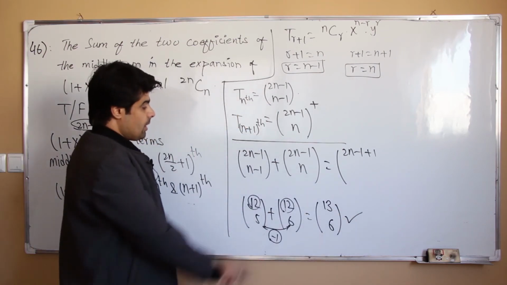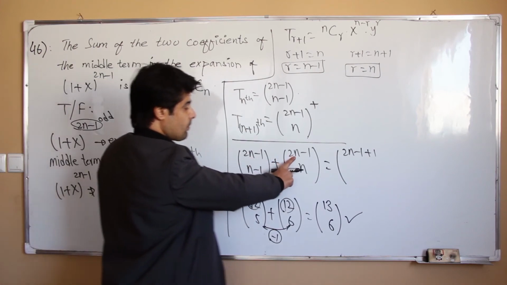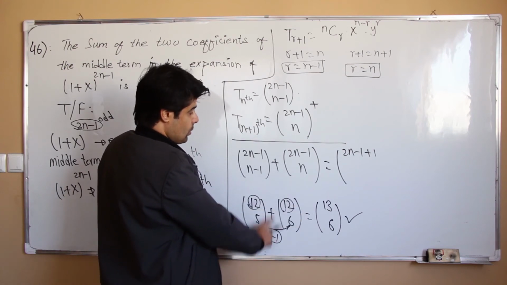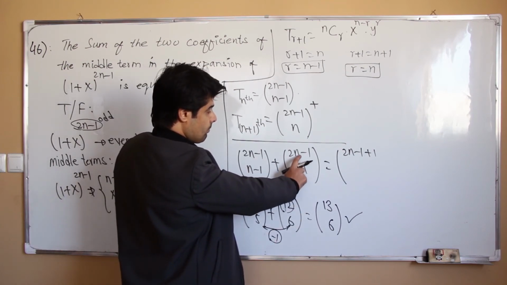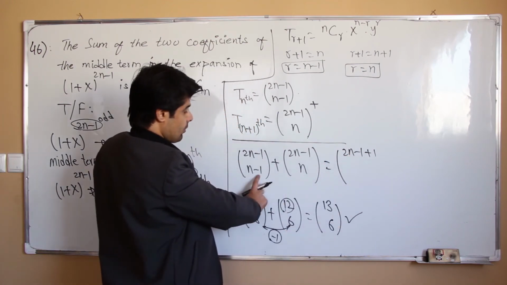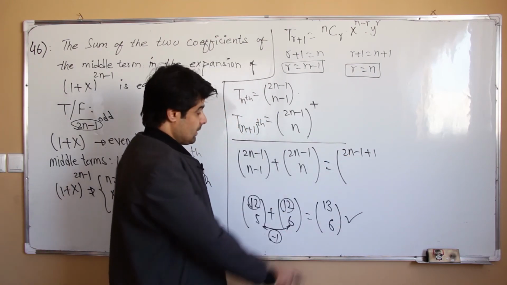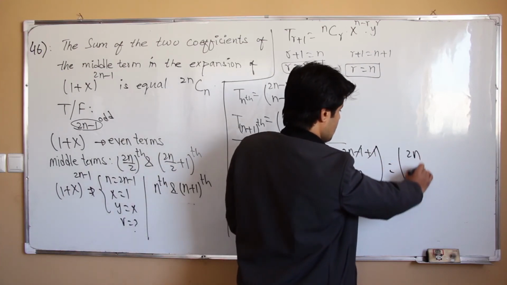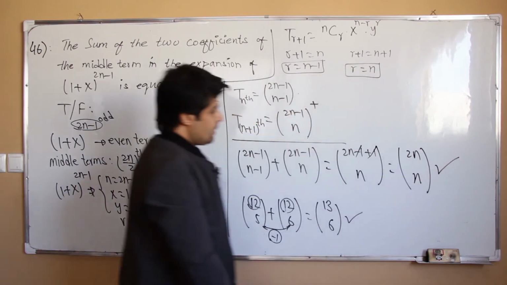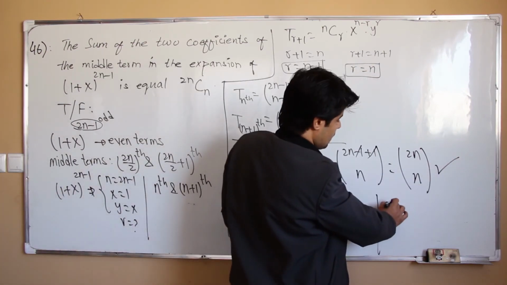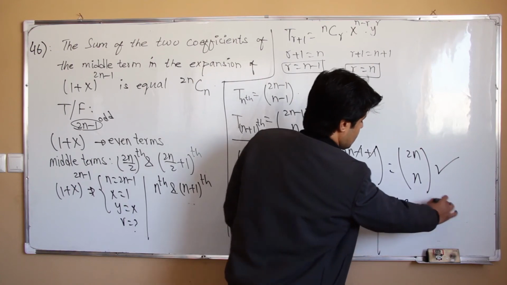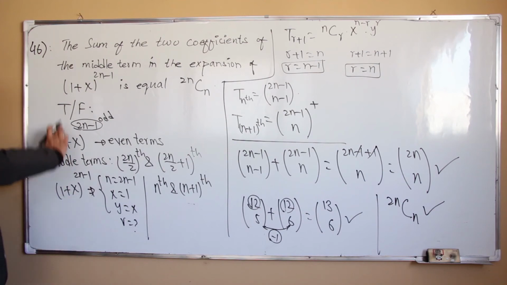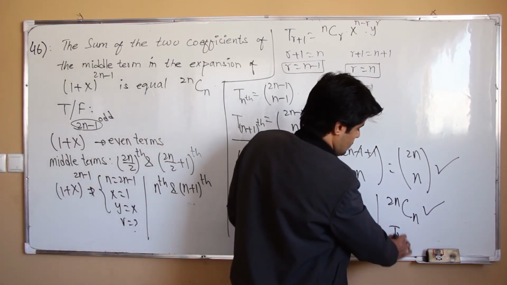This is our answer. In here, 2n minus 1, 2n minus 1, they are equal. And the difference between these two is minus 1. So you have to add one more to this, 2n minus 1 plus 1. And from these two, you have to take the largest one. The largest one is n. Now, if you simplify, this is cancelled. So you have 2n C n. This is our correct option. Or you can write 2n Cn. Now, it's given here. So we can say that this statement is true.